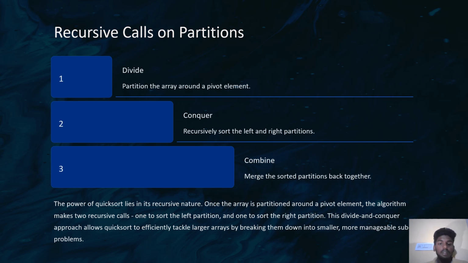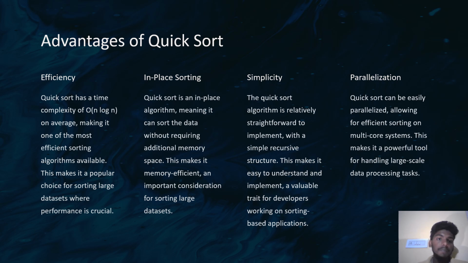The power of Quicksort lies in its recursive nature. Once the array is partitioned around the pivot element, it makes two recursive calls, one to sort the left partition and one to sort the right partition. The divide and conquer approach allows Quicksort to efficiently tackle larger arrays by breaking them down into smaller ones.